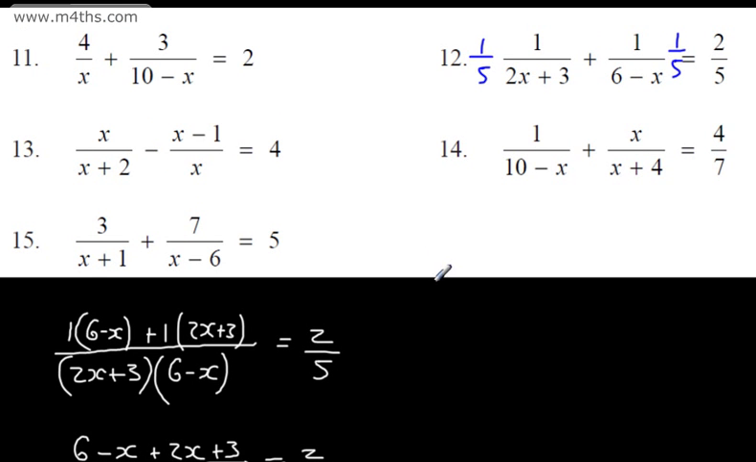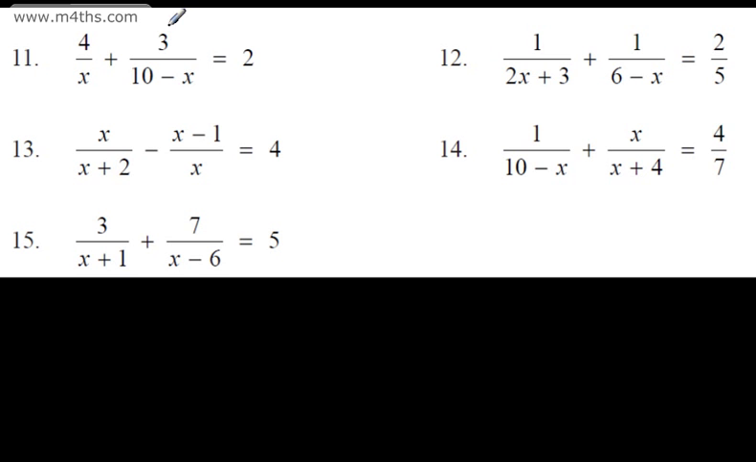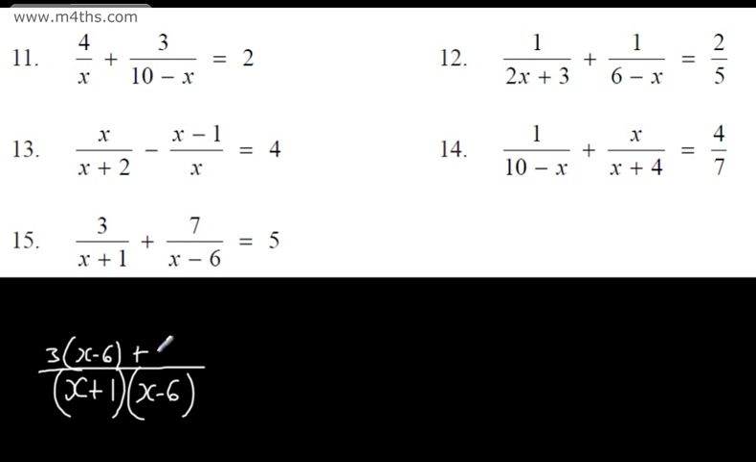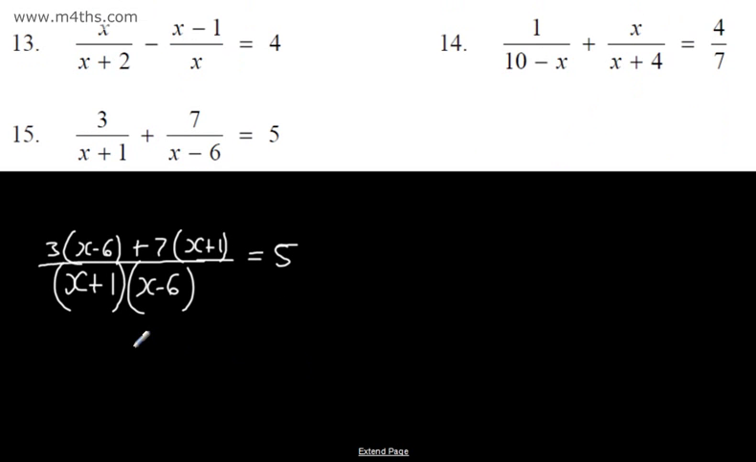Okay, I'm hoping one of these is going to give us a nasty bit of work to do in terms of the solution. So let's try this one here. Seeing this is the last one, I'm hoping that it's got a bit of bite in it. x plus 1 multiplied by x minus 6 will be our common denominator, and that now is going to be over 3 lots of the x minus 6 plus now 7 lots of the x plus 1, and that will be equal to 5. If you like, this is just 5 over 1. Okay, so let's have a look at what we're going to get now.